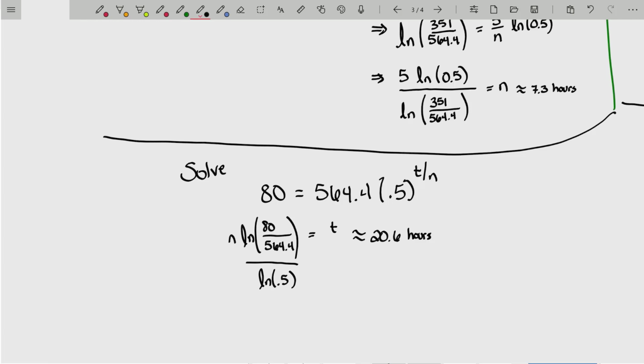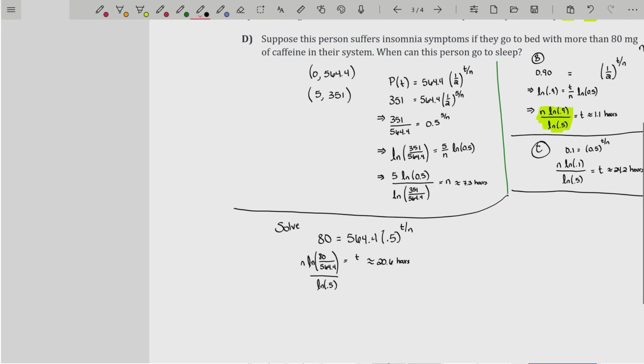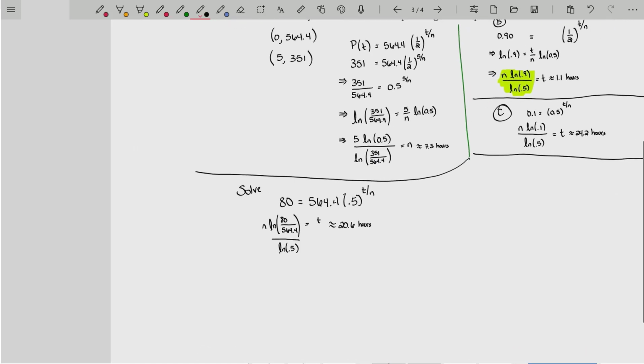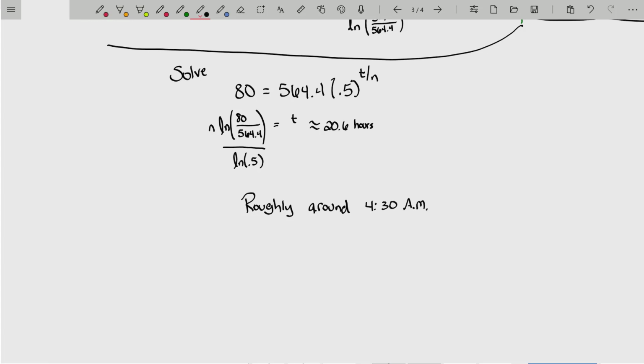Well, that's like 4:30 in the morning, right? 8 a.m., add 20 hours, you're at 4 in the morning, plus another about half an hour. So yeah, roughly around 4:30 a.m. And that's pretty terrible, right? So knowing your caffeine consumption and your tolerance for caffeine is critical, especially as you get older. Just letting you know, it will affect you differently and it'll keep you up way late.